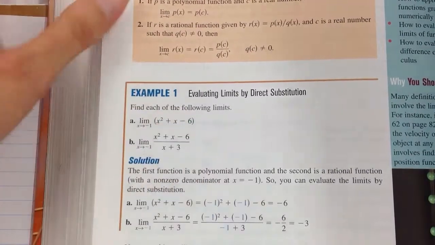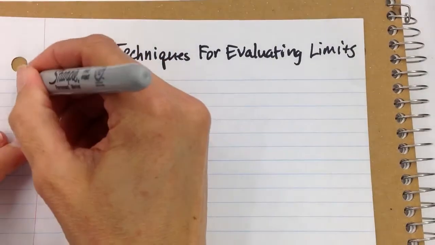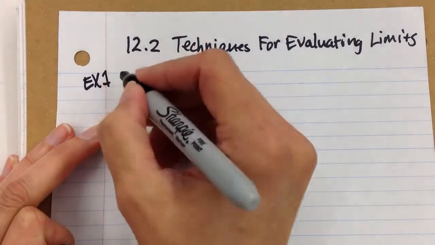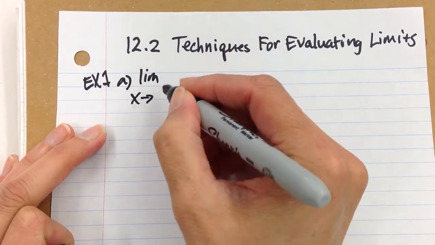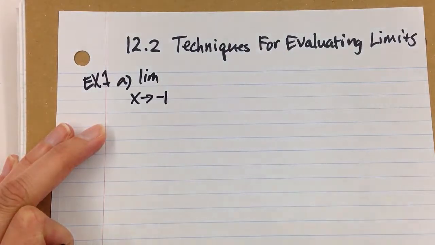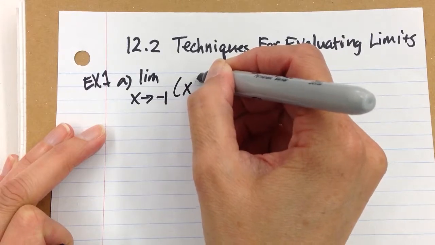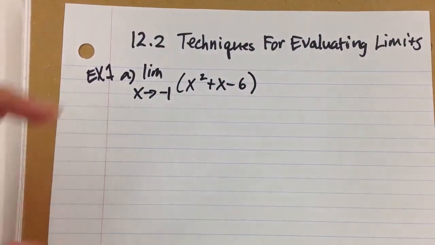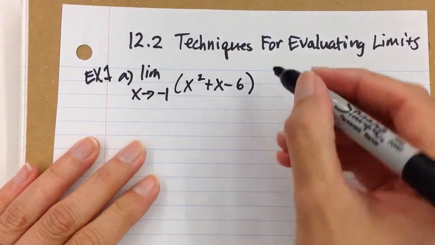So we'll look at example 1 here. We'll do example 1 together and write it down. And it says that we're going to have the limit as x approaches -1. Be careful of those negatives. They're really small and kind of hard to see. Of x squared plus x minus 6. So since this is just a polynomial, let's plug it in. Right? Let's plug in -1 into the function and see what we get.